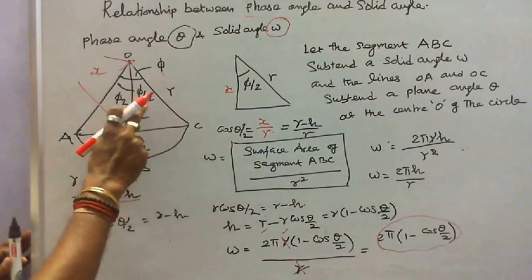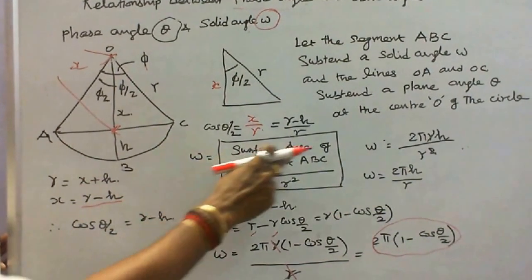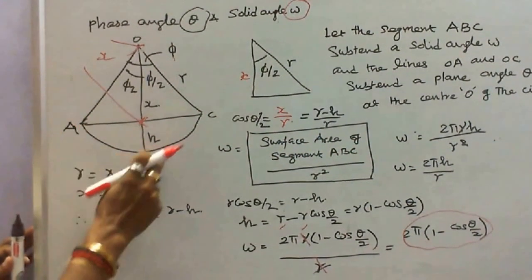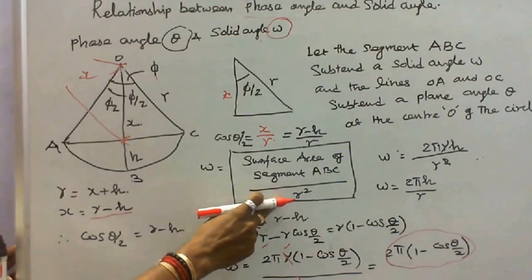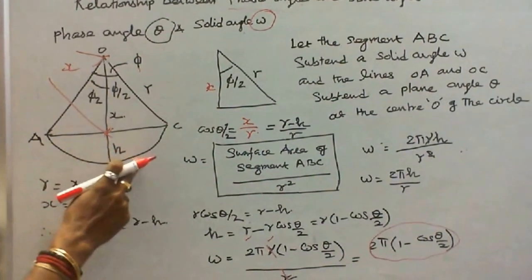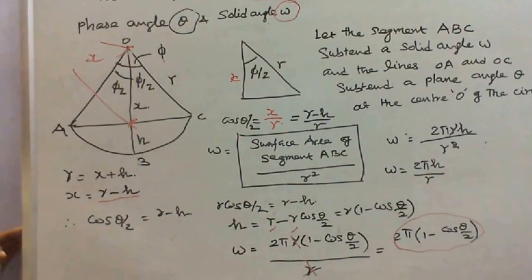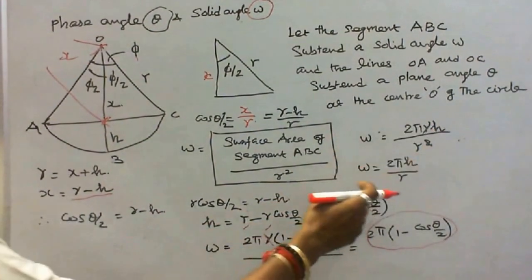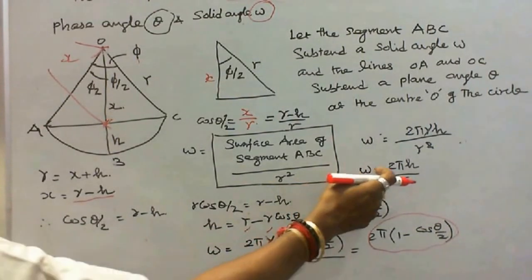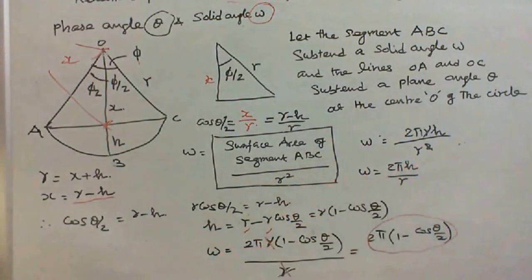Here this is omega. Omega is equal to surface area of segment ABC divided by r square. The surface area of the segment is 2 pi r into h divided by r square. R gets cancelled. The solid angle omega is equal to 2 pi h by r.